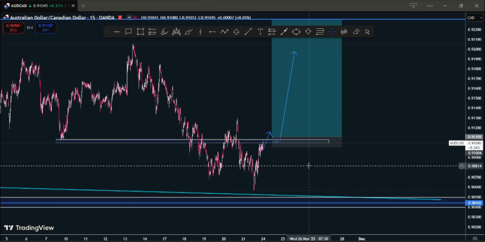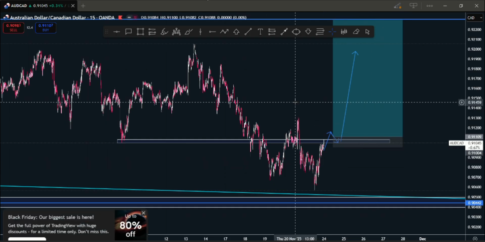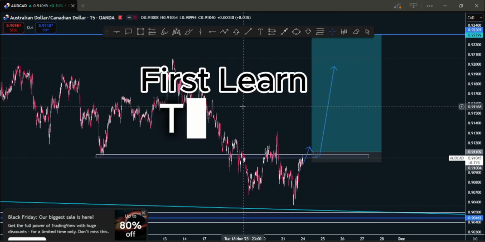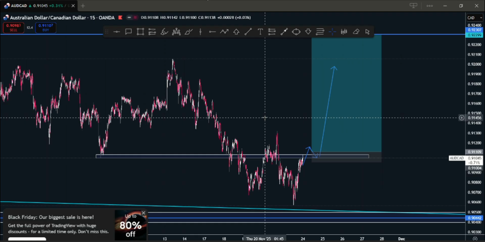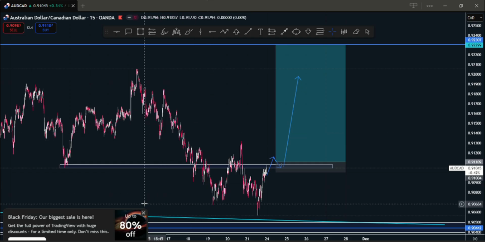So this is how we analyze. It is simple, but you have to be in the game for a long time to be able to make it this simple. And remember that you first learn, then you earn. So Forex is simple, but it is not easy. I can say I'm making sense now. It is simple, but it's not easy. So you have to push so that you can be able to understand this thing.